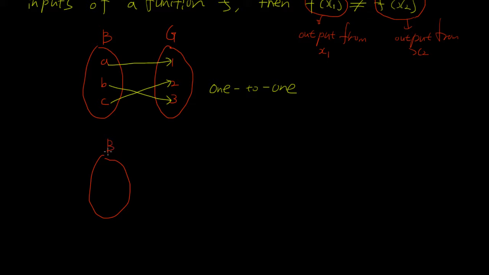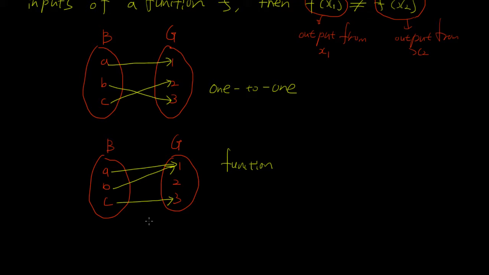Now, let's say we have a slightly different situation. Let's say this is a group of boys, this is a group of girls. Let's say you have A, B, C, 1, 2, 3. Let's say this boy likes this girl, but this boy likes this girl too, and this boy likes this girl. Too bad for girl number 2. But, I mean, that could happen, right? Is this a function? Yes, this is a function. Is this a one-to-one function? No, this is not a one-to-one function.